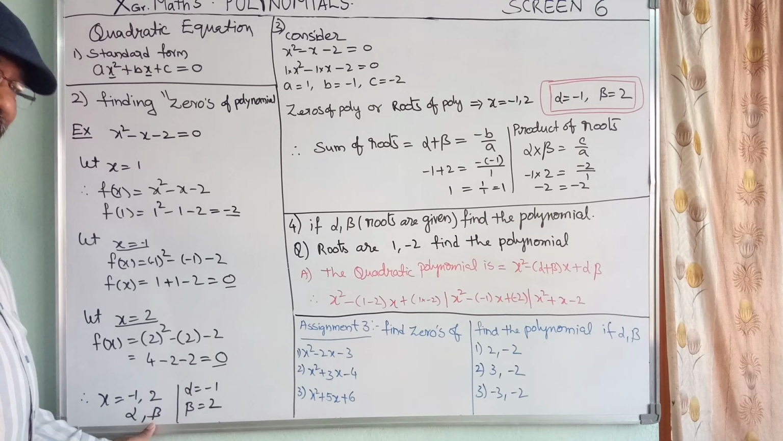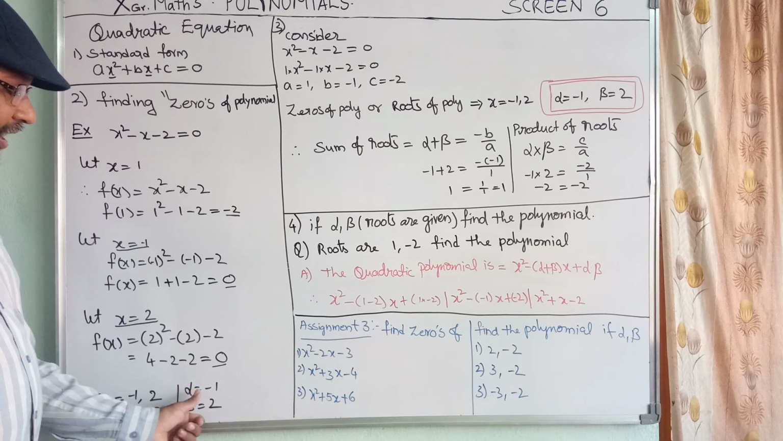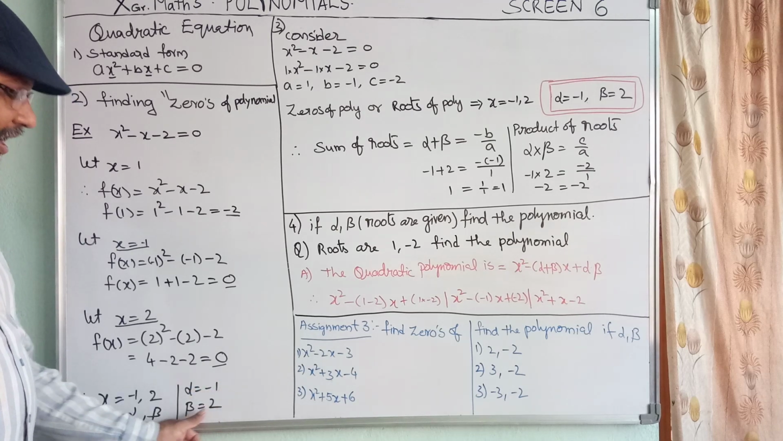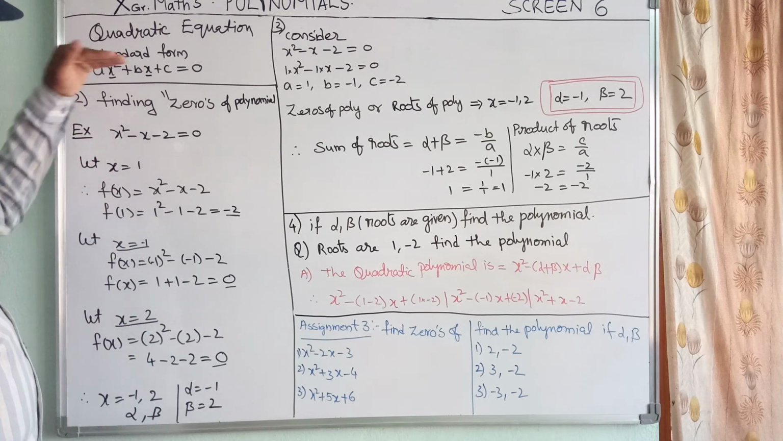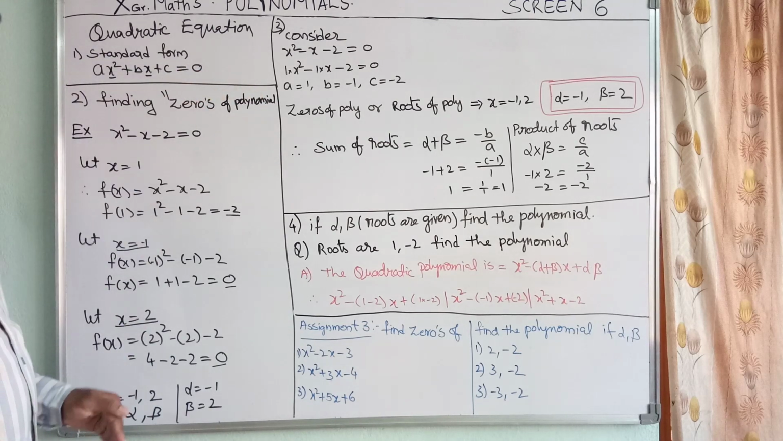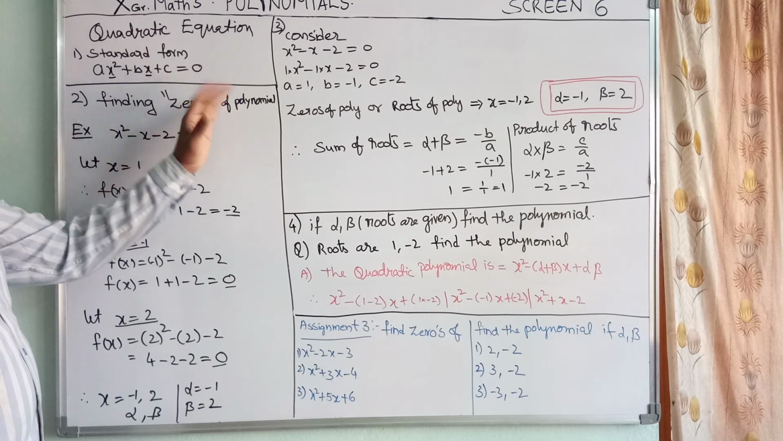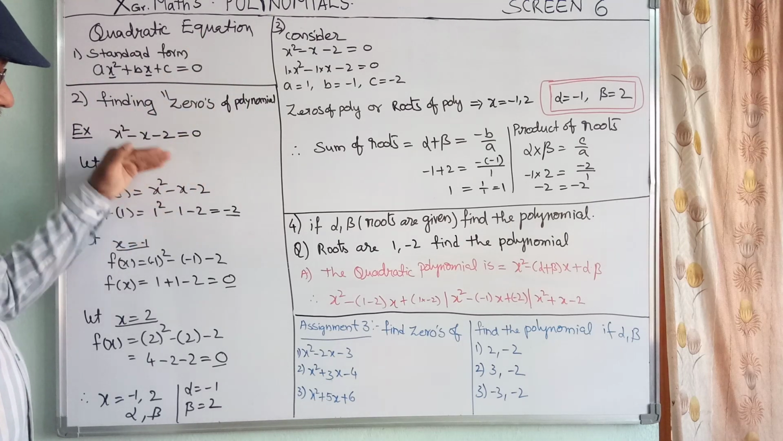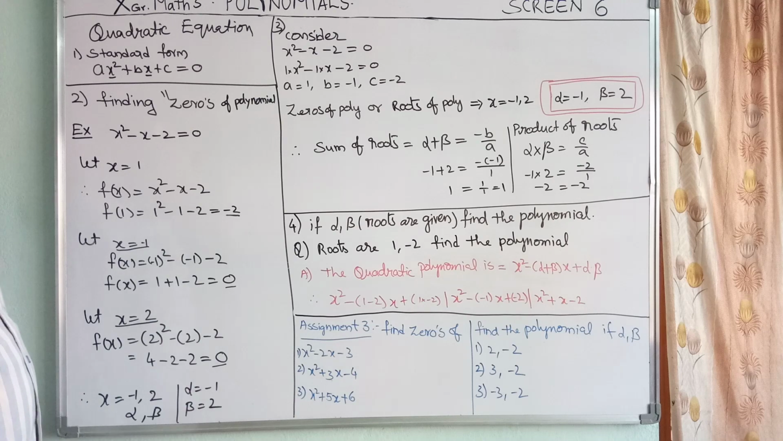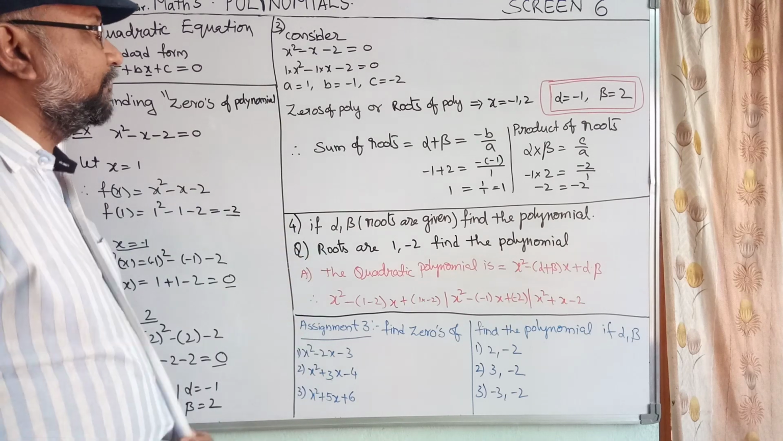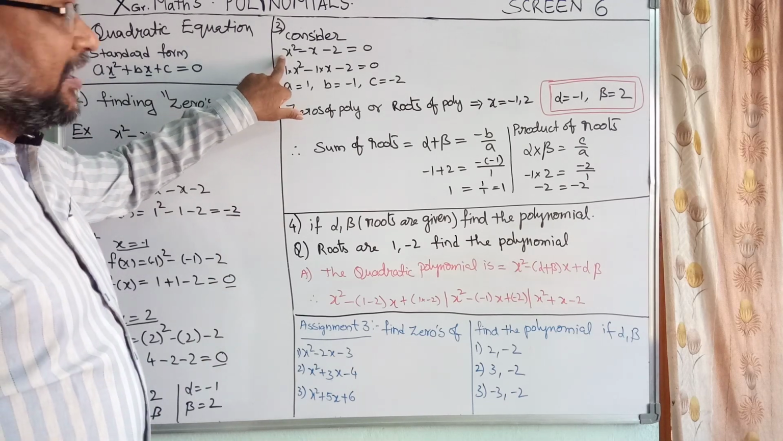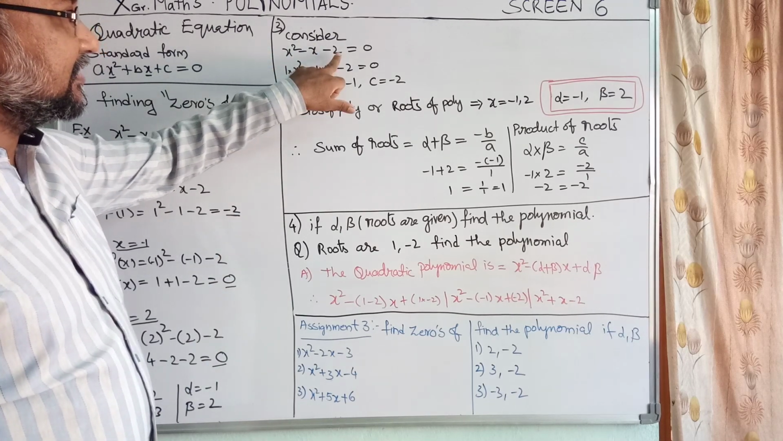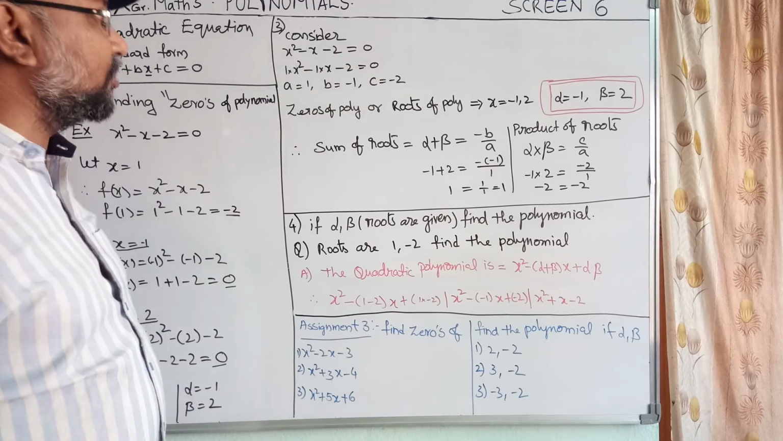We can symbolize them as alpha and beta. Therefore, consider alpha equal to −1 and beta equal to +2. This is the way of finding the zeros of the polynomial. When the polynomial becomes 0, we have to find the roots by this method. That's all.